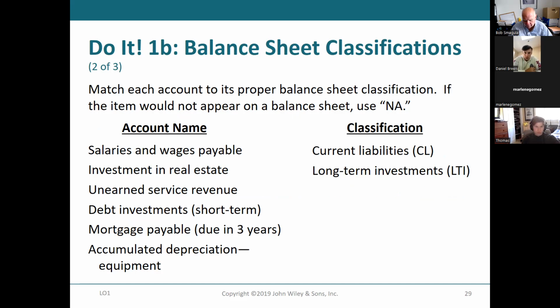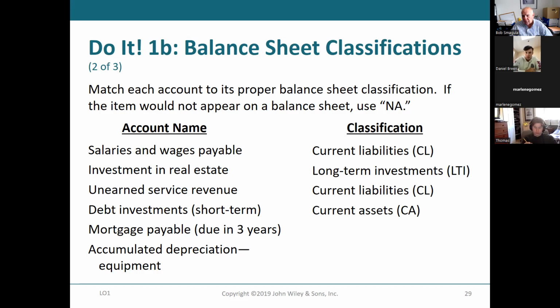Unearned service revenue. I'm not sure this is fair to ask this one yet. This is a situation where you get paid in advance for work that you haven't done yet, and this would be a current liability. Debt instruments. Debt investment. I read that as instrument. Debt investment, short term. We know that's a current asset.